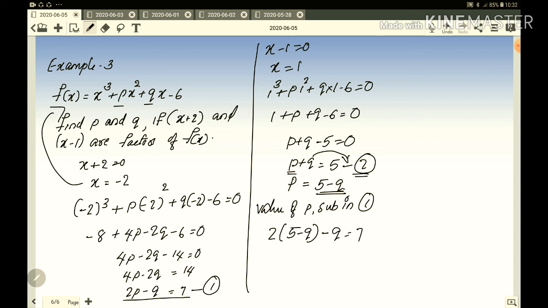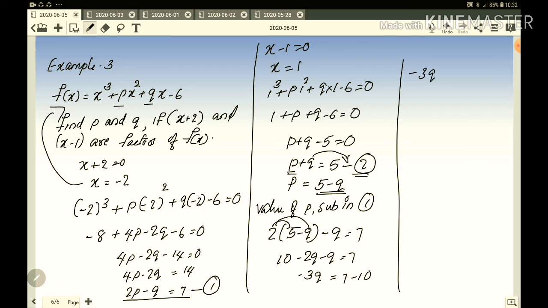Now I'm going to open the bracket. 2 times 5 is 10. 2 times minus q is minus 2q. Then minus q is equal to 7. See, now in this equation I can see only q, so I can solve it very easily. So it's going to be minus 3q. Then 10 I am going to send to the other side, it is going to be 7 minus 10. So minus 3q is equal to 7 minus 10 is minus 3. Therefore, q is equal to minus 3 divided by minus 3. Answer is 1.